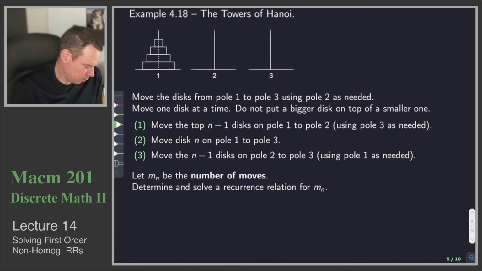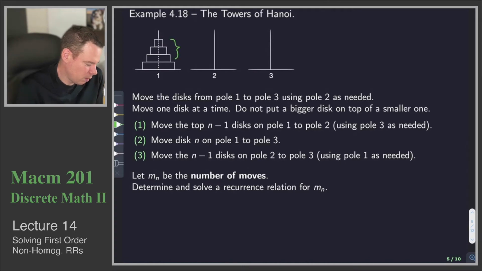In this case, what we want to do is move all the disks from pole 1 to pole 3. And the way we're going to do it is we're going to think, so we want to do it optimally, so we want to do it with the least number of moves. So we're going to think, how can I make this a recursive procedure? Because I'm trying to build a recurrence relation from it. So the idea is as follows.